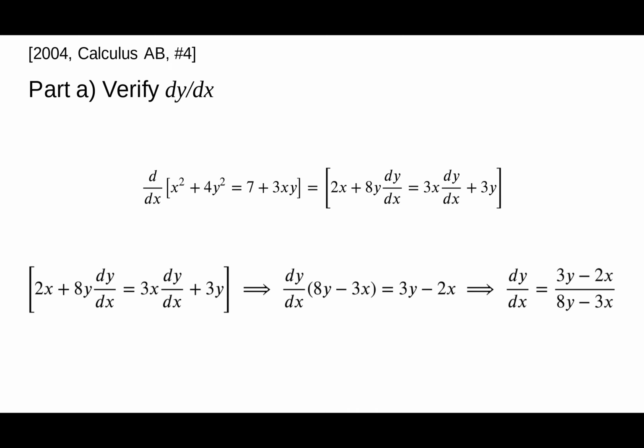So simplifying, we get dy/dx times (8y minus 3x) equals 3y minus 2x. Dividing both sides by 8y minus 3x, we get dy/dx equals (3y minus 2x) over (8y minus 3x), which is the given expression.